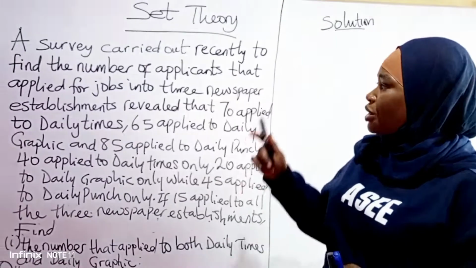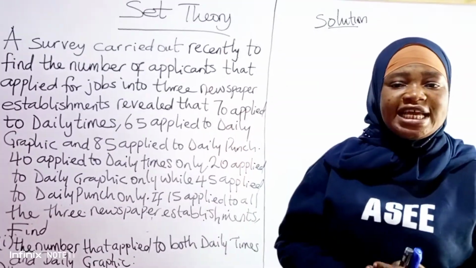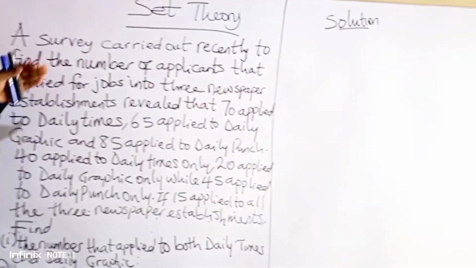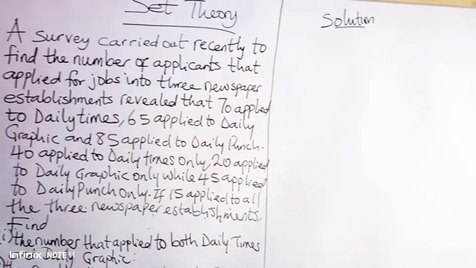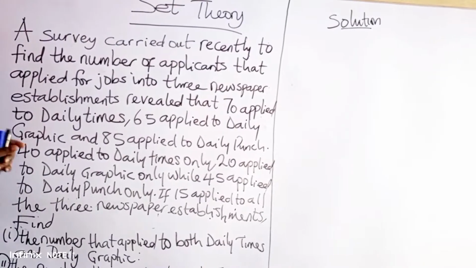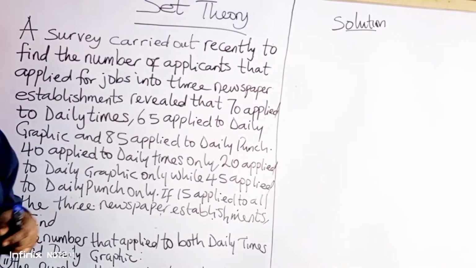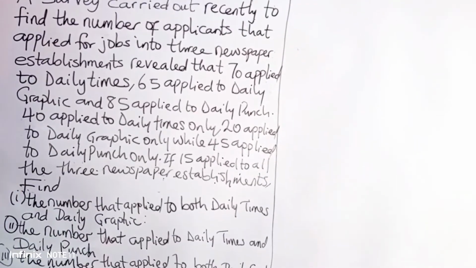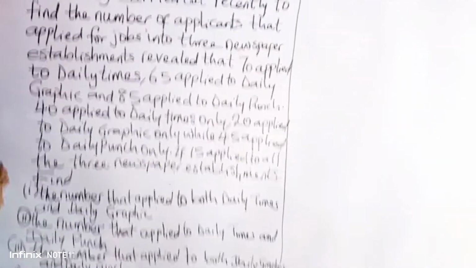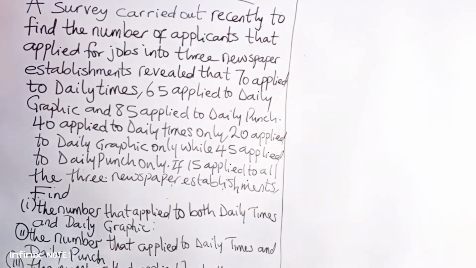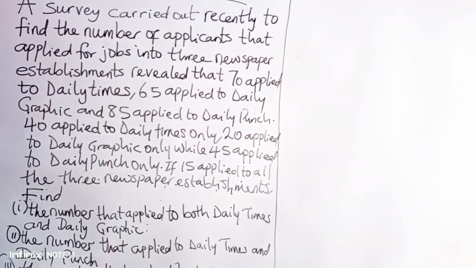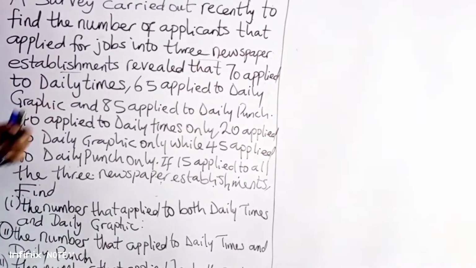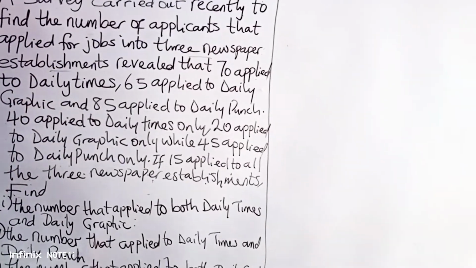I want to show you how you can solve this beautiful question in set theory. The first thing is that you have to read the question, check the key points there, then use any alphabet to represent each key point. A survey carried out recently to find the number of applicants that applied for jobs into 3 newspaper establishments. That means we are looking for 3 keywords there.